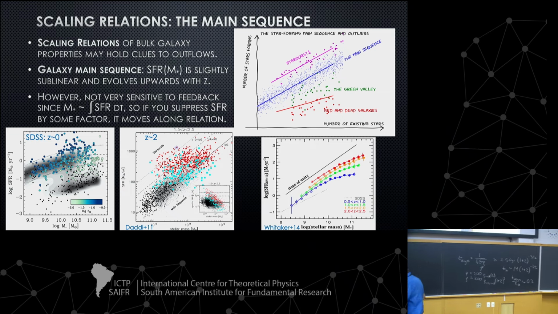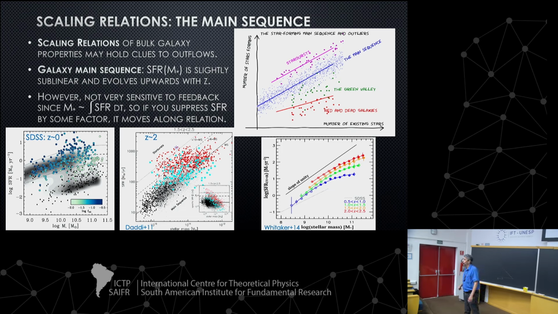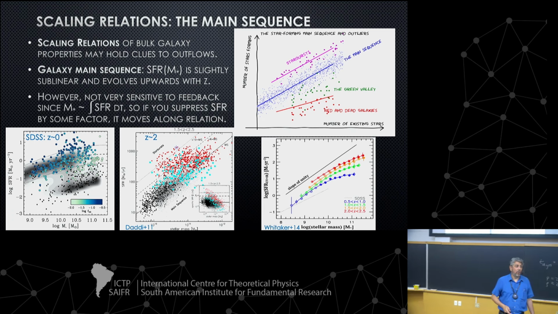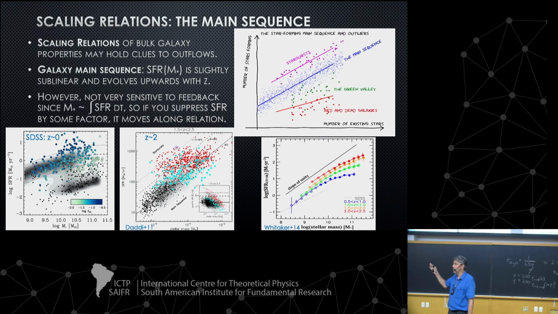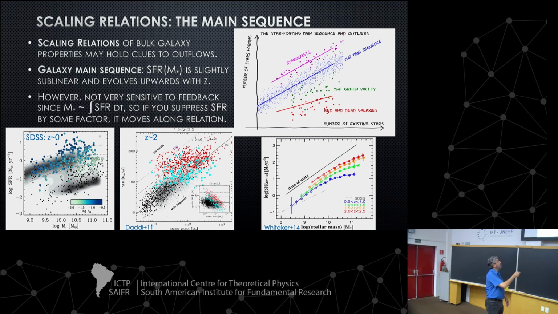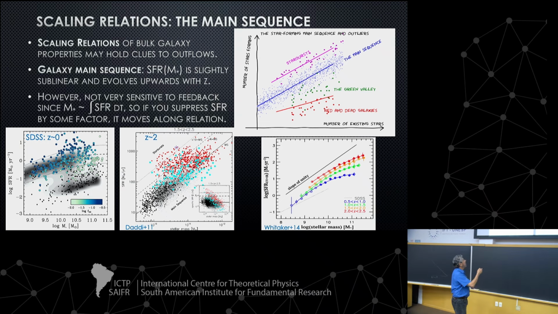One of the hopes initially was that, wow, this is great. If we can measure the main sequence, maybe we can learn something about feedback, right? Fail. Okay, why was it a fail? To first order, it's a fail. Well, the basic problem is this equation right here. The stellar mass is the integral of the star formation rate, minus some stellar mass loss, et cetera, but you can account for that. That means if you say my feedback is going to reduce star formation by some factor of x, well, your stellar mass then reduces by some factor of x, and you move down the relation, right? You don't move above or below the relation, you move along the relation.